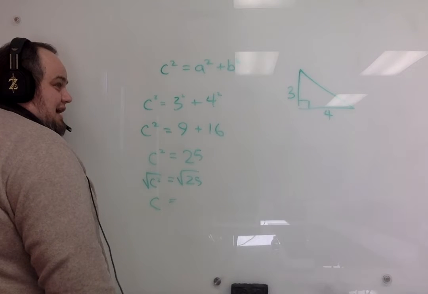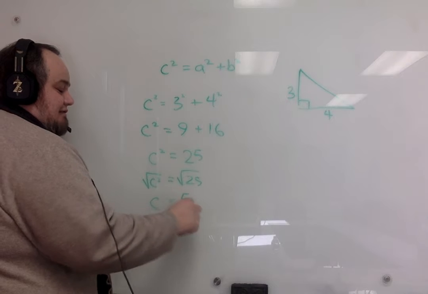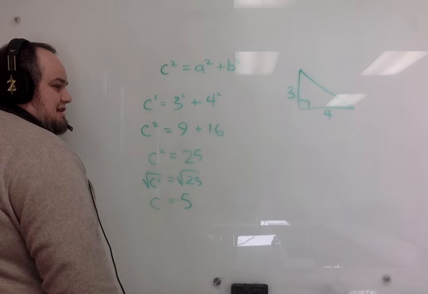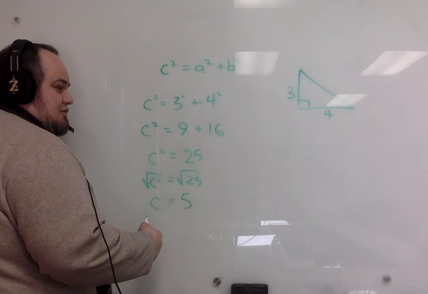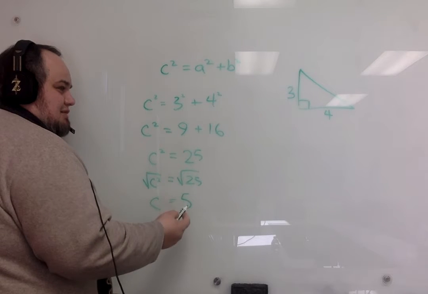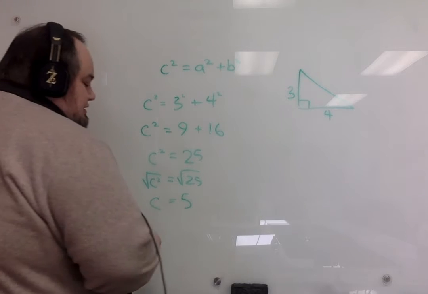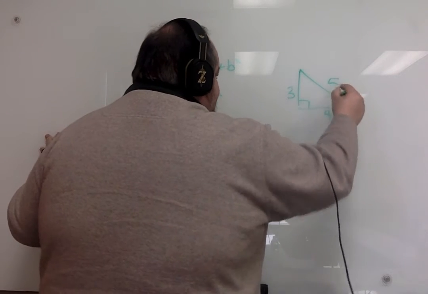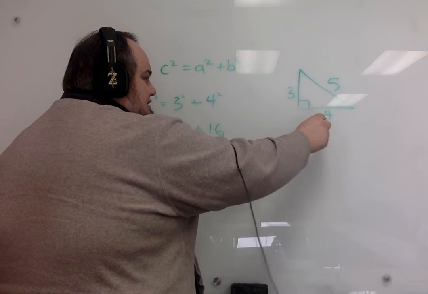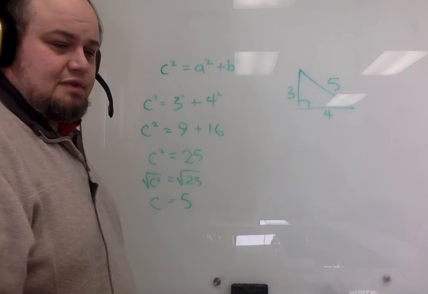The square root of 25, if you recall, we learned these earlier in the year, is 5. Remember, there's a chart in the back of your book that has a table of squares and their square roots. So if you forget what a square of a number is or the square root of a number is, you can check in that chart. So this says that c here is 5. So that means that this triangle has a leg that's 3, a leg that's 4, and a hypotenuse of 5. Okay?